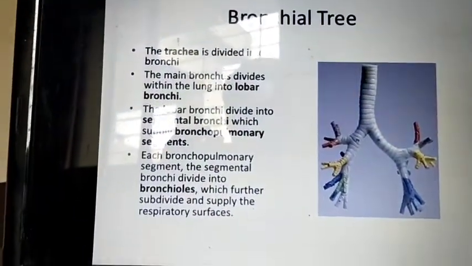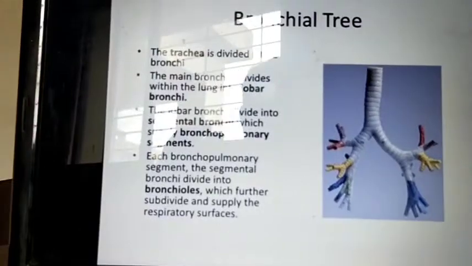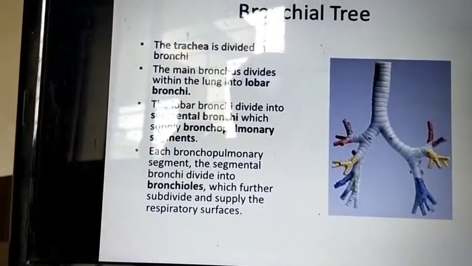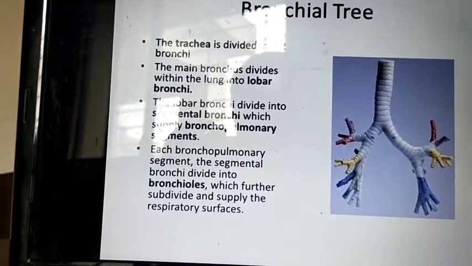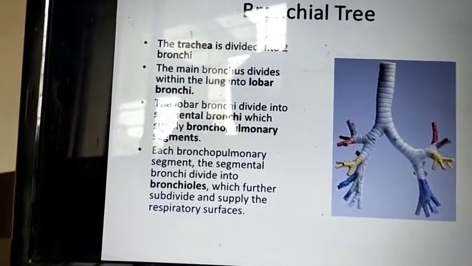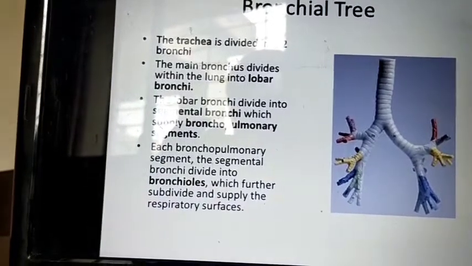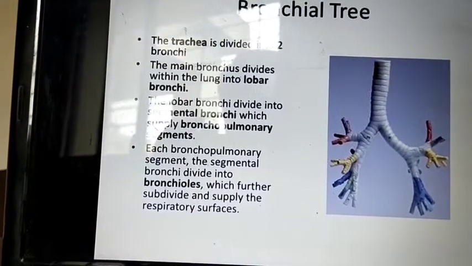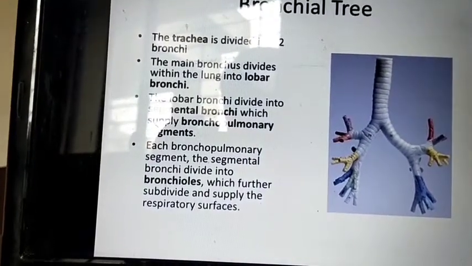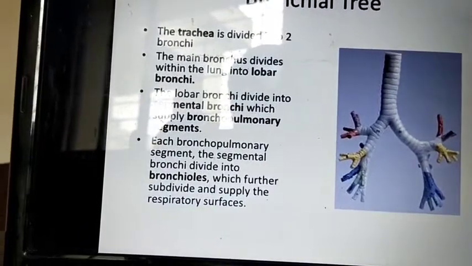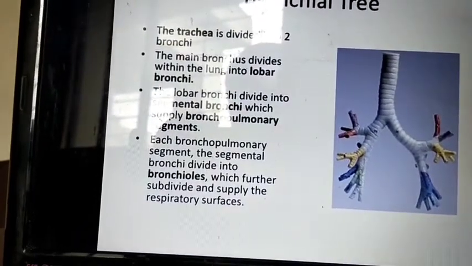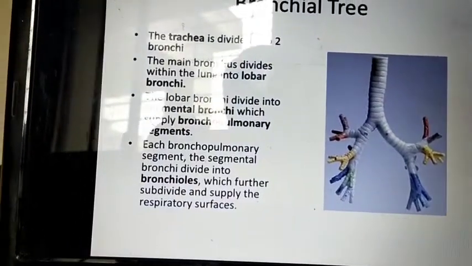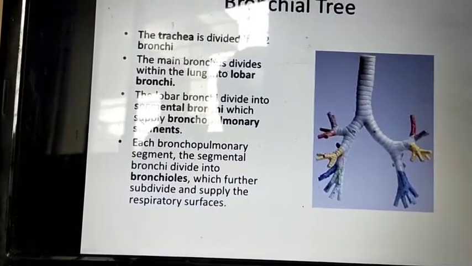Now you can go for the anatomy of the bronchial tree. Okay, the trachea is divided into mainly two branches. The main bronchus divides within the lung into lobar bronchi. Then the lobar bronchi divide into segmental bronchi, which supply the bronchopulmonary segments. Each segmental bronchus divides into bronchioles, which further subdivide and supply the respiratory surfaces.